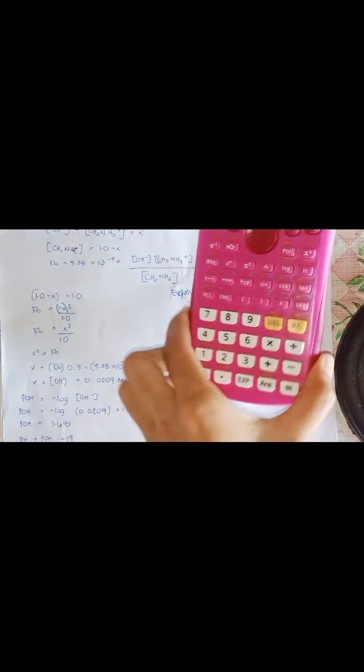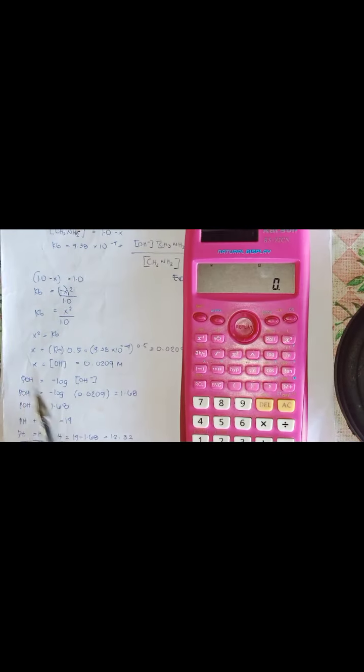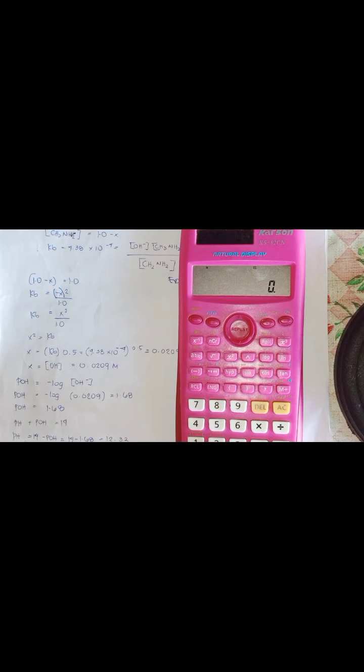which equals 0.0209, and x equals [OH−] equals 0.0209 M. pOH equals negative log of [OH−], and pOH equals negative log of 0.0209 equals 1.68. So let's try.